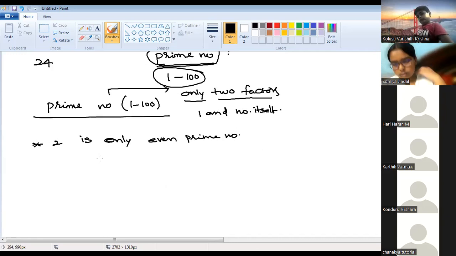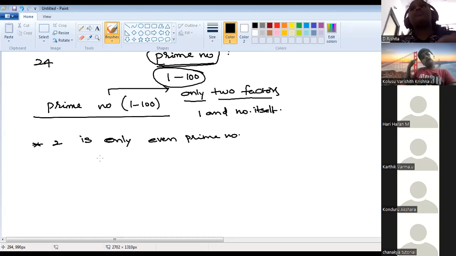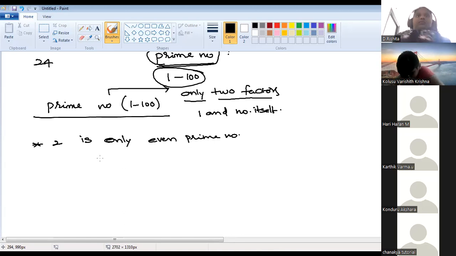Now, why prime numbers? Do you think the Prime Minister is very important to our country, children? Yes, ma'am. Like that, in mathematics also, prime numbers are very, very important. For mathematics, most of the number system depends on prime numbers. If you are confident in prime numbers, you can do your calculations in senior classes faster.